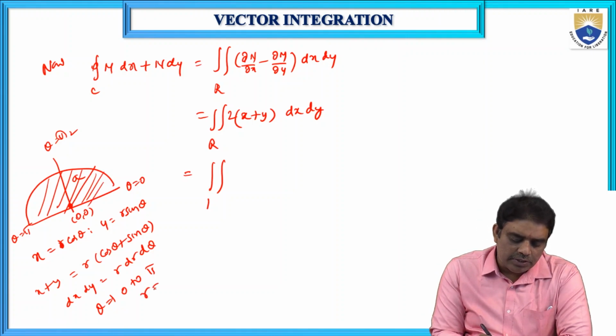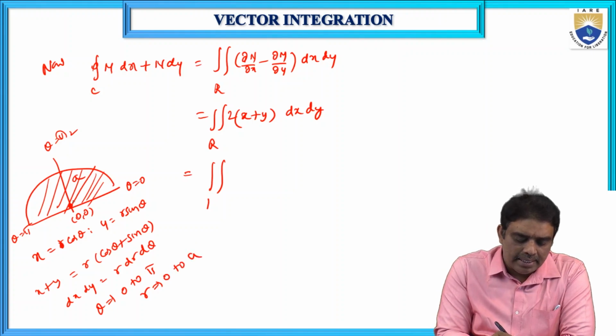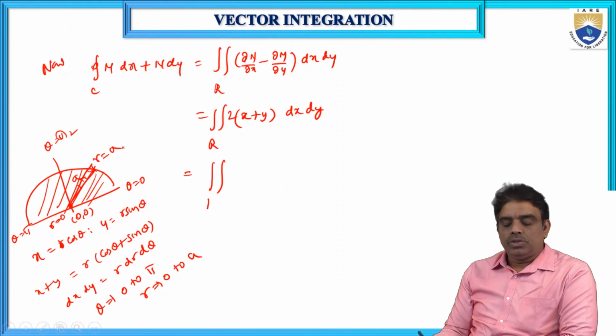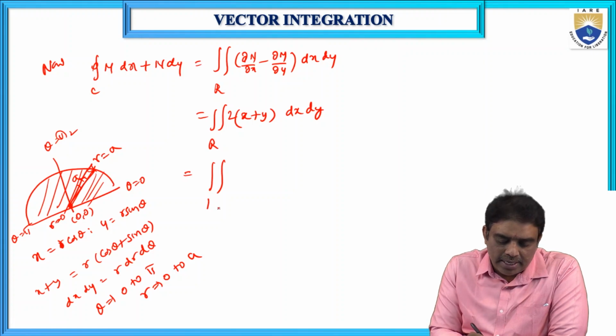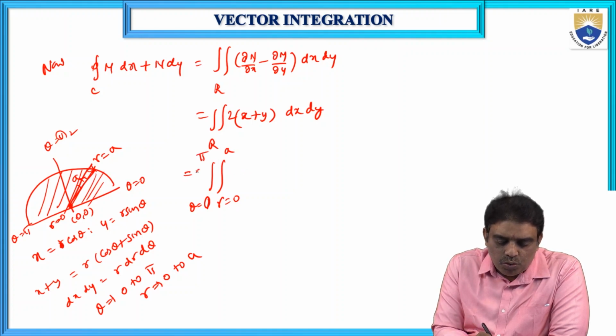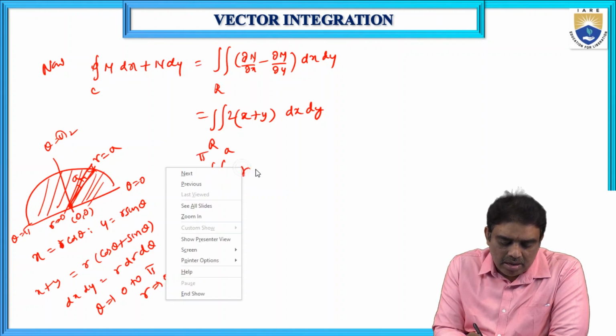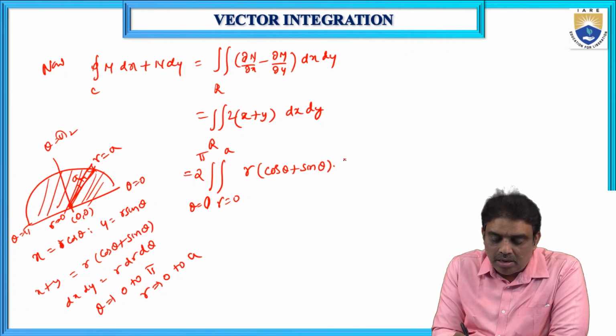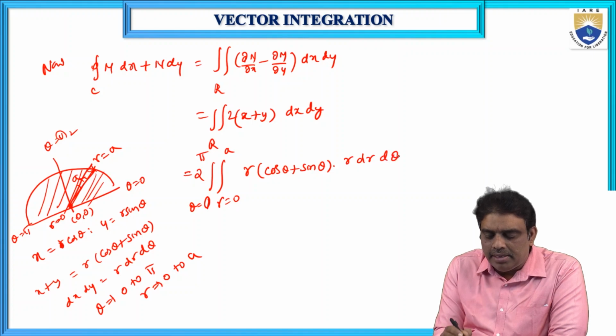But r varies from 0 to a. Consider a strip from the pole: here r is 0, and this is r equal to a. So the strip is considered from 0 to a. So r goes from 0 to a and theta from 0 to pi, with x plus y as r into (cos theta plus sin theta), and dx dy as r dr d theta.